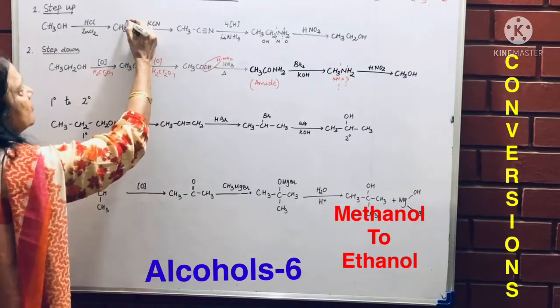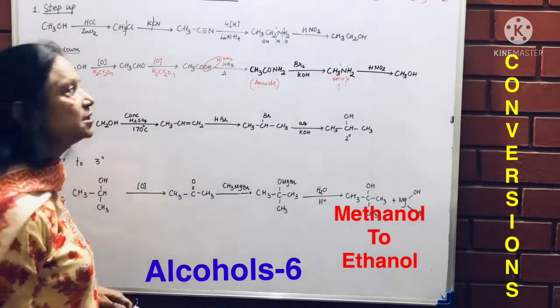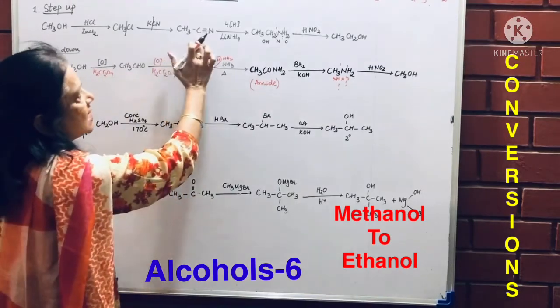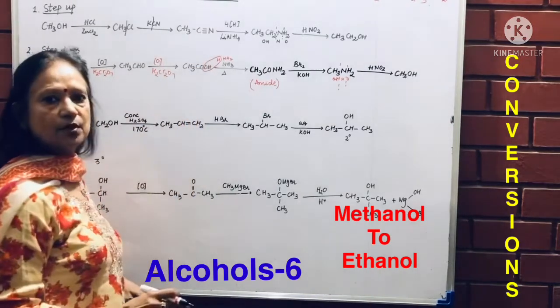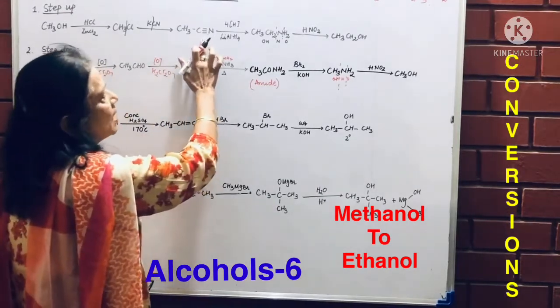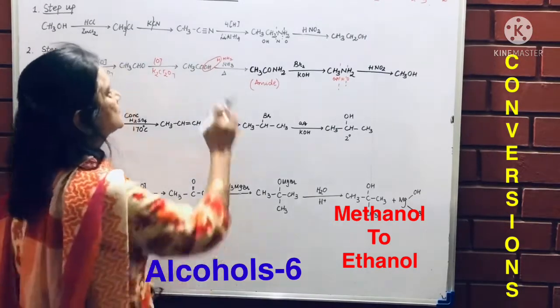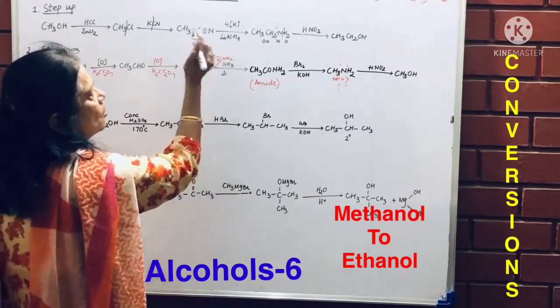So I'll divide it into two. Cyanide is added. Cyanide contains a triple bond. So with cyanide I have increased the number of carbon atoms. Now there are two carbon atoms here. This compound on reduction changes into an amine. So there is a triple bond here.